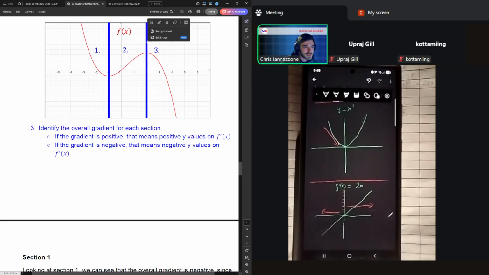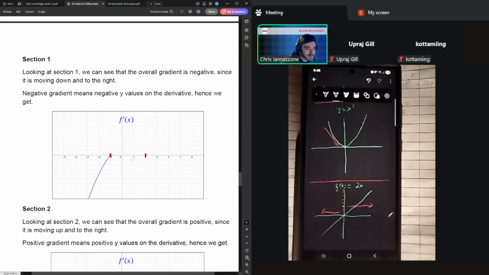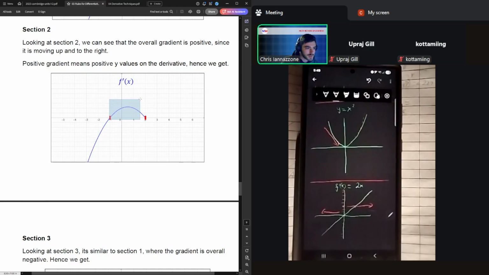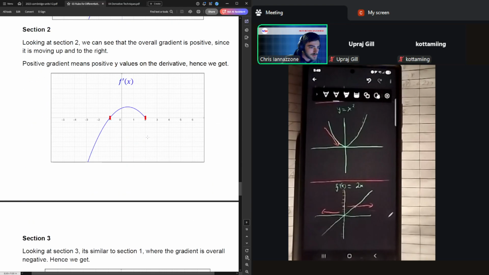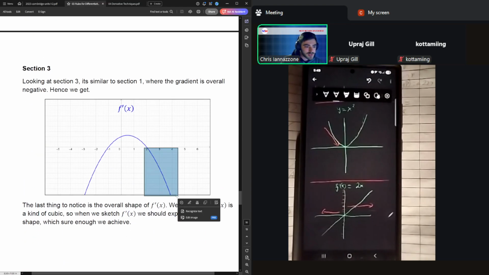Section 2, net positive, right? Starts at being flat. It's pointing upwards until it hits flat again. So positive values that curve down back to being 0. And then for section 3, it's obviously the same sort of thing. Pointing down and then going down forever. So you're going to have negative gradient values that are getting more and more negative.